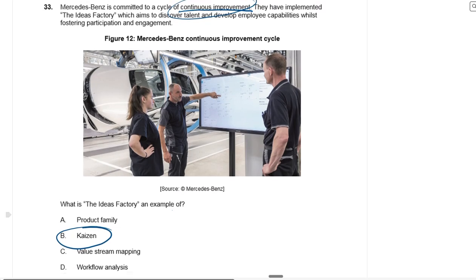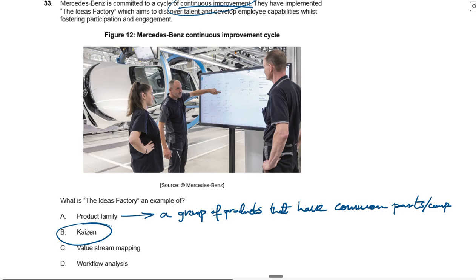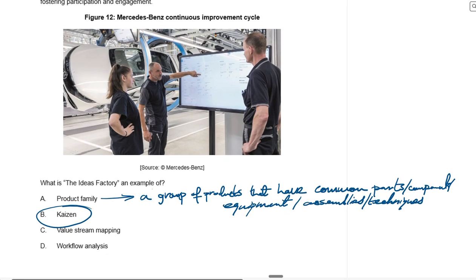And so I don't know which ones you guys would be confused about, but I think this is a pretty easy question. We have a group of products that have common parts or assemblies, parts, components, or assemblies, techniques of manufacture, equipment, right? And so they're part of this group of family. So we can even say, our smartwatches or Apple products. That's a product family, right? We have a product. We have an Apple iPhone. We have Apple smartwatch. We have an Apple iPad. All sorts of products. And then we have Kaizen. That is just continuous improvement.